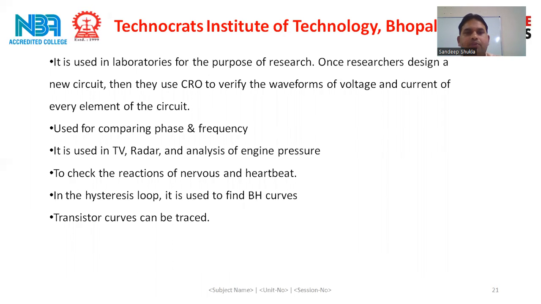It is used in laboratories for the purpose of research. When researchers design new circuits, they use a CRO to verify the waveform of voltage and current of every element of the circuit. The CRO is used for comparing phase and frequencies. It is also used in TV, radar, and analysis of engine pressure. The CRO is also used to check the reactions of nerves and the heartbeat. In hysteresis, it is also used for the BH curve. Transistor curves can be tested.